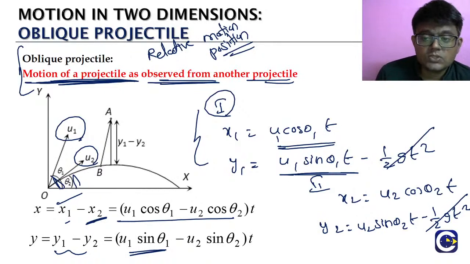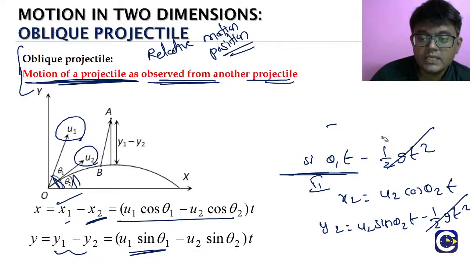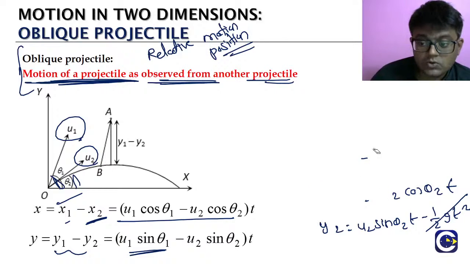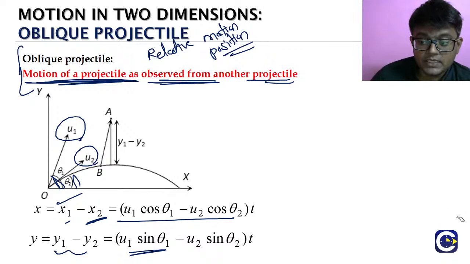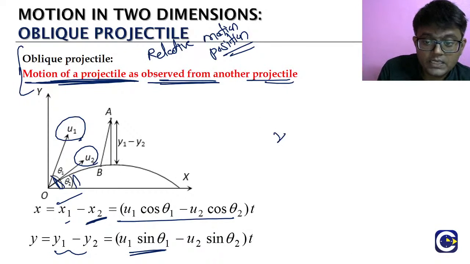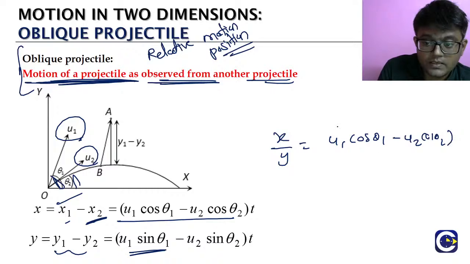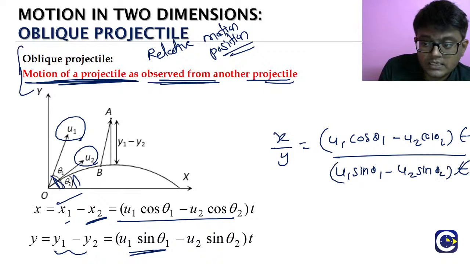இப்போ என்ன தெரியுமா? Just look at this. The relative position of projectile 1 with respect to projectile 2 means we look at the relative x coordinate and relative y coordinate. Relative x coordinate என்னது? x1 minus x2. Relative y coordinate means what? y1 minus y2. இப்போ பாருங்க, the relative x coordinate value and relative y coordinate value, அதுக்கு relation என்ன வருது பாருங்க. If you do relative x coordinate by relative y coordinate, what is it? u1 cos theta 1 minus u2 cos theta 2 into t divided by u1 sin theta 1 minus u2 sin theta 2 into t. ரெண்டுத்துல அந்த t cancel ஆயிடும்.